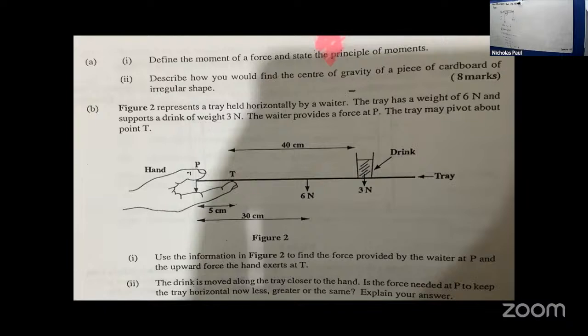Anybody can figure out where the pivot is? Pivot at T. T, very good. And please recognize that your distances are in what? Centimeters. And it's supposed to be in what? Meters. Don't worry about that. Part 2 is just explanation. Part 1 is what we're focused on.